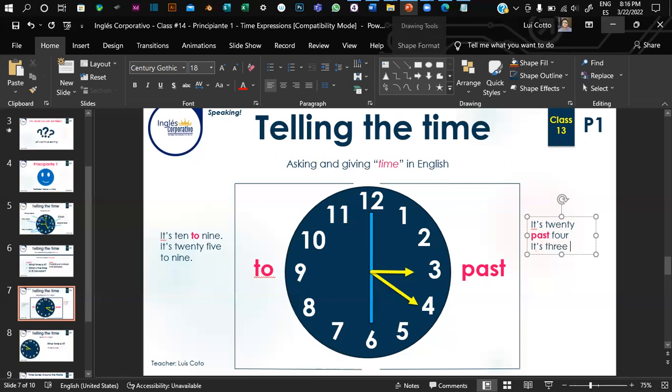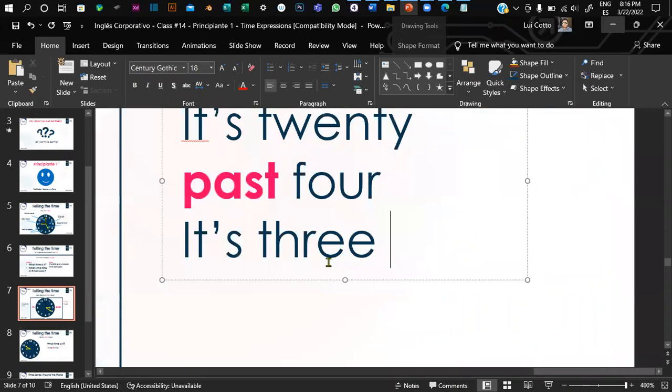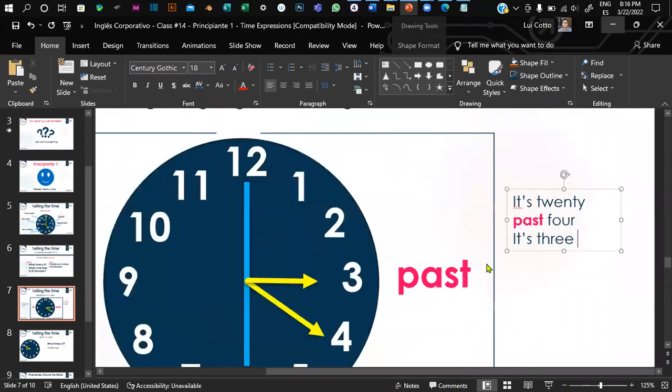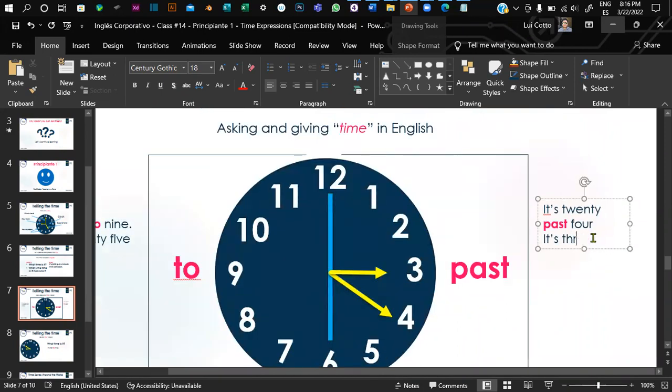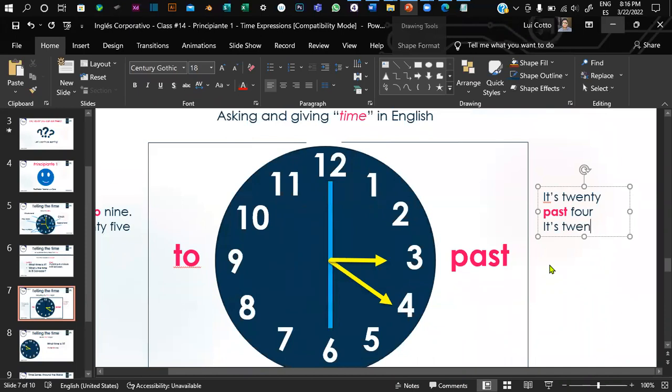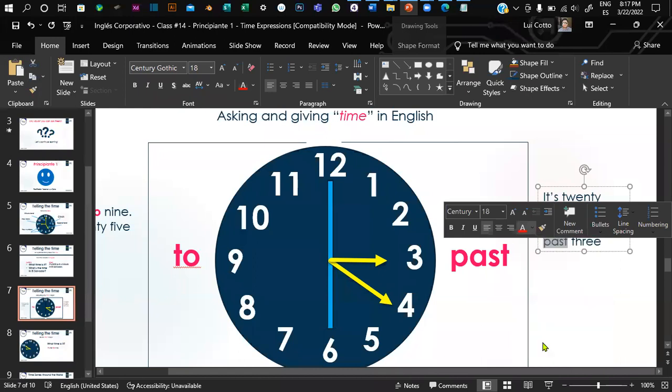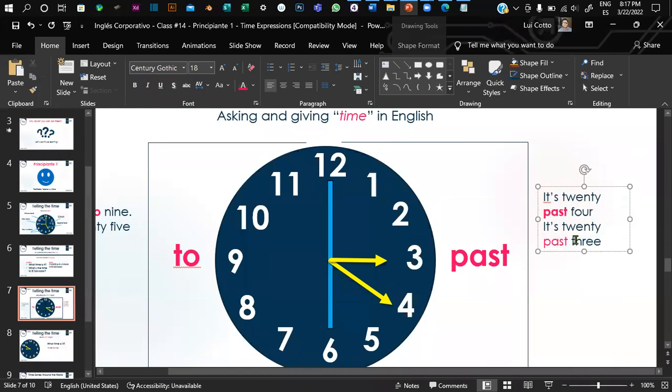Three. To. In that case, it's not to because it's not from this side. It's 20 past 3. Ah, okay. So it's not correct. No, it's not. It's 20. Past. Correct. Past 3. That's right. Remember, if it is on this side, it's past. If it is on the other side, it's to.